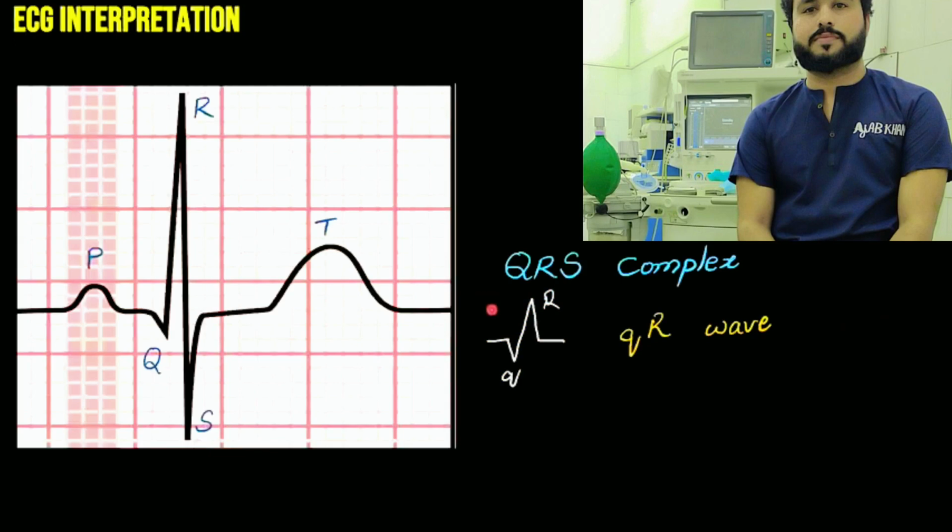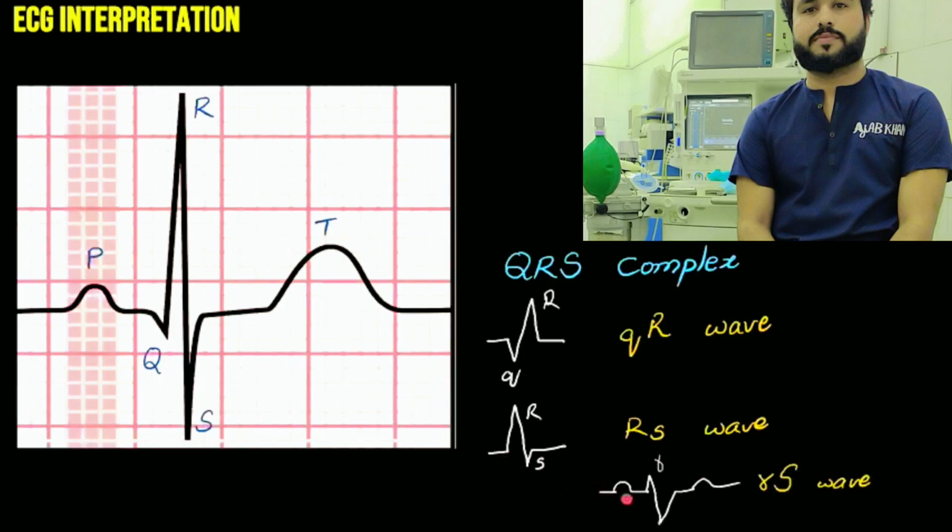Now a QRS complex can present in different forms. A QR wave, where the Q wave is present, R wave is present, and the S wave is absent. It is called a QR wave. Another form is RS wave, where the Q wave is absent and there is a huge S wave, written as small r and S wave. So these are all the different forms of QRS complexes. We'll go into more details in the subsequent videos.